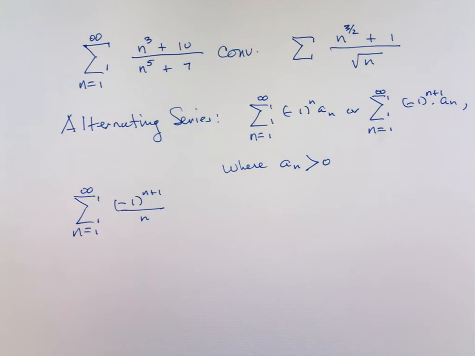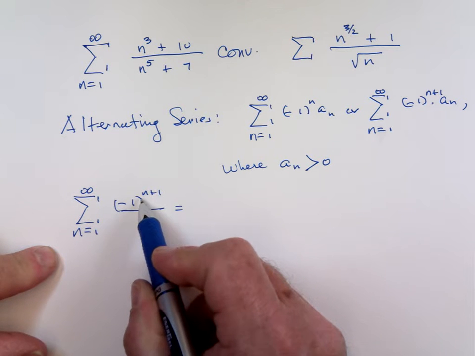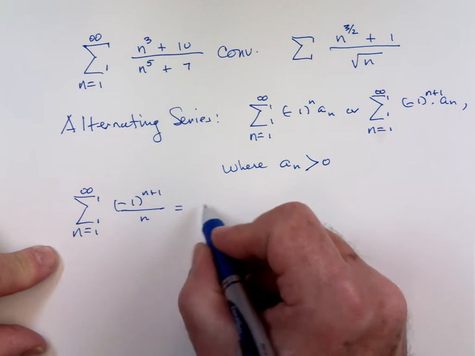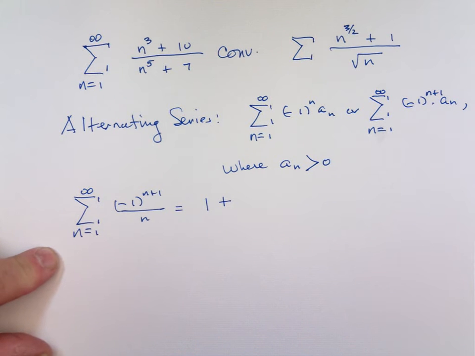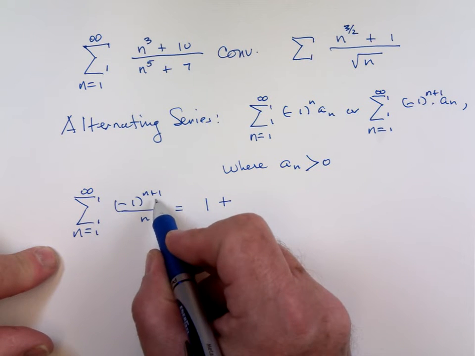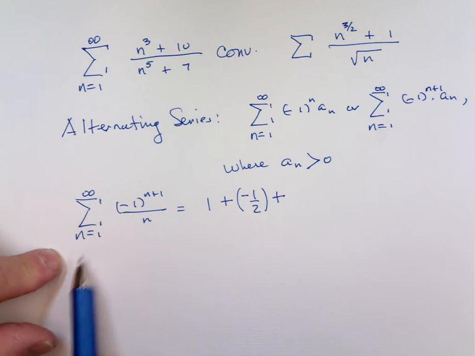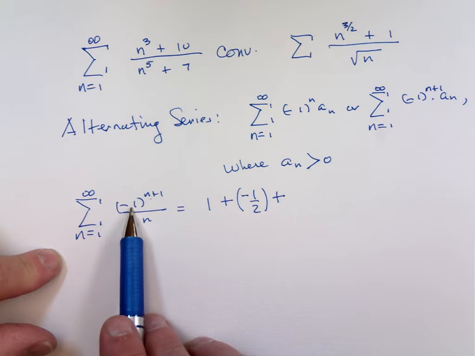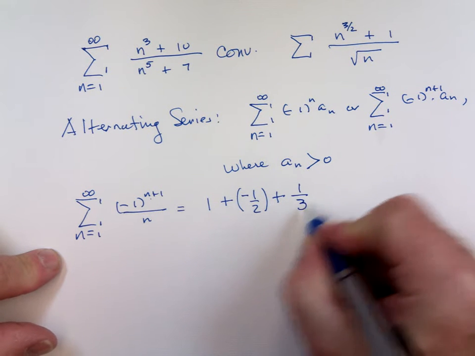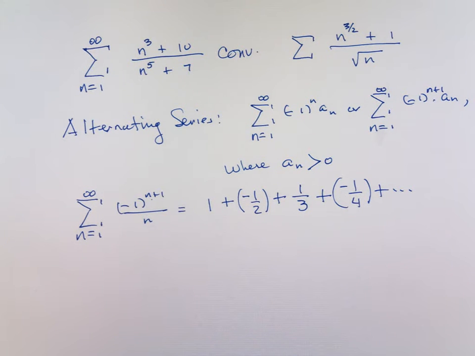For example, let's take a look at this. This is an alternating series. When n is 1, we get negative 1 to the 1 plus 1. Negative 1 squared is 1. We get 1 over 1 plus. When n is 2, we get 2 plus 1, 3. Negative 1 cubed is negative 1. So it's a negative. Now when it's 3, this becomes 4. That becomes a positive 1. Then a negative 1. This is an alternating series. It alternates plus, minus, positive, negative, or it could go negative, positive.